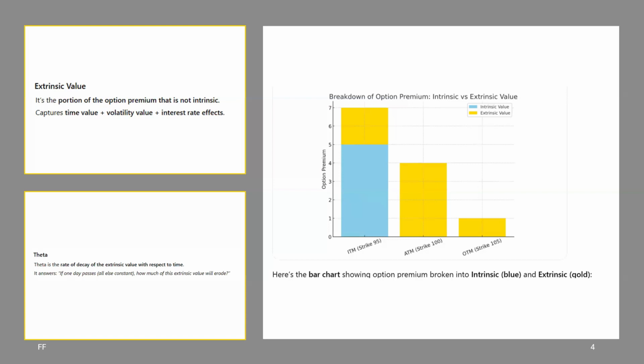Theta is the rate of decay of the extrinsic value with respect to only time. So if a day passes by, the value of the premium will come down. To what extent it will come down per day is what the theta captures, assuming that the market is stable and the current market price remains as it is.